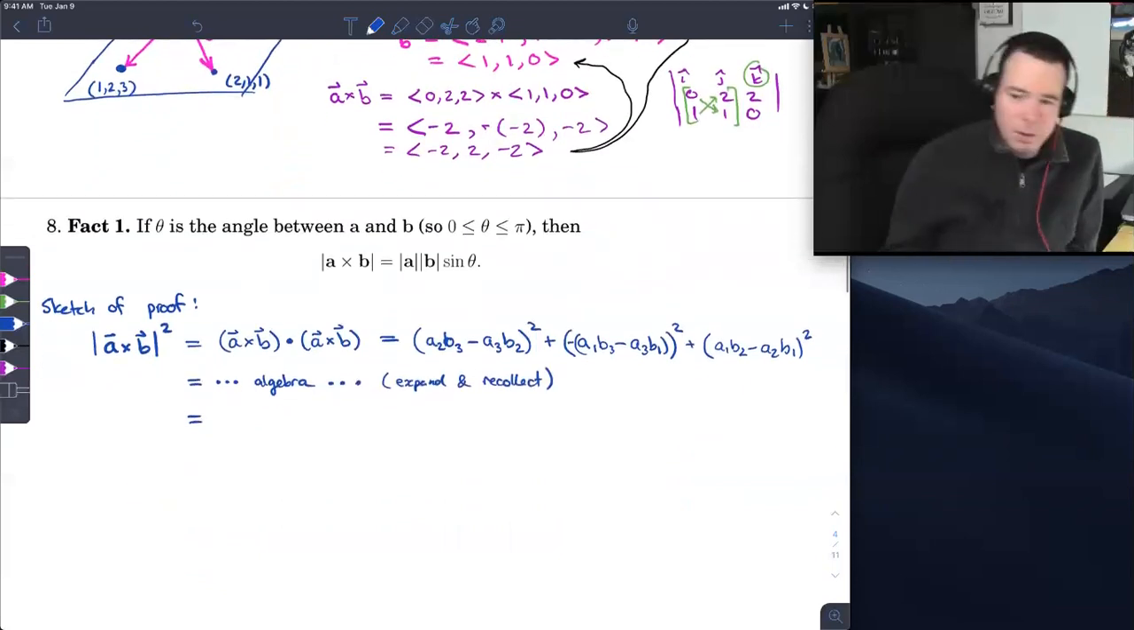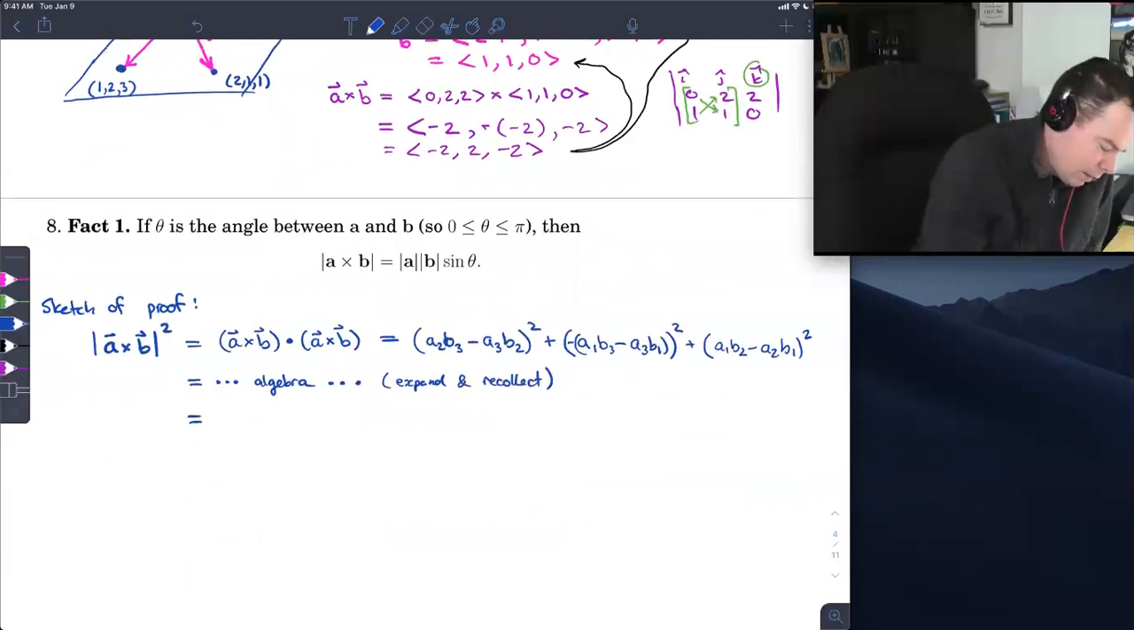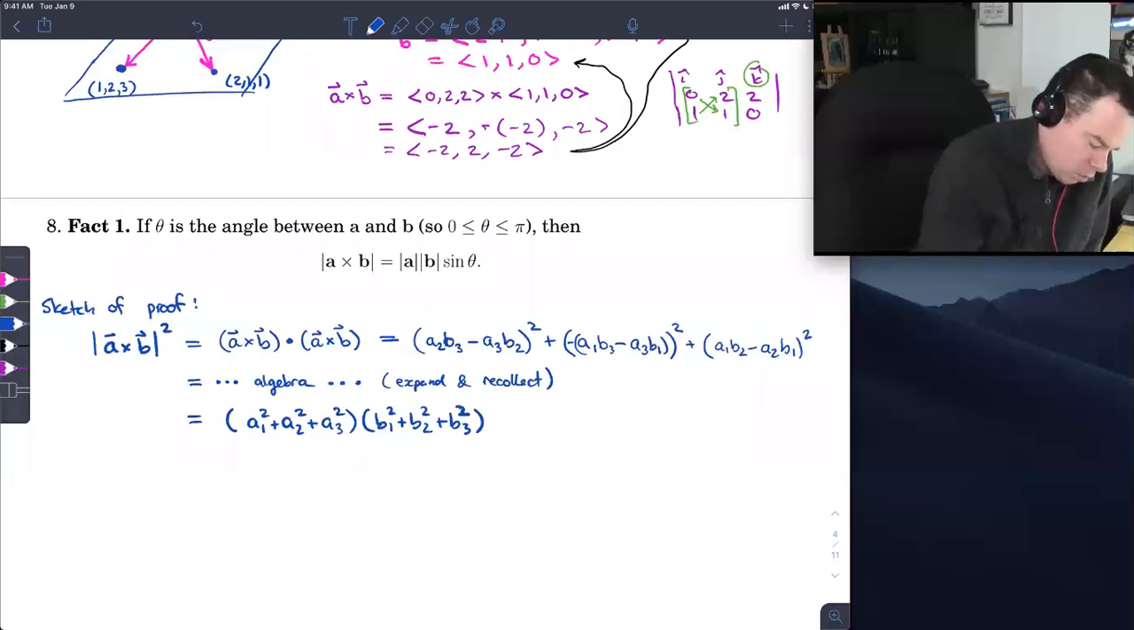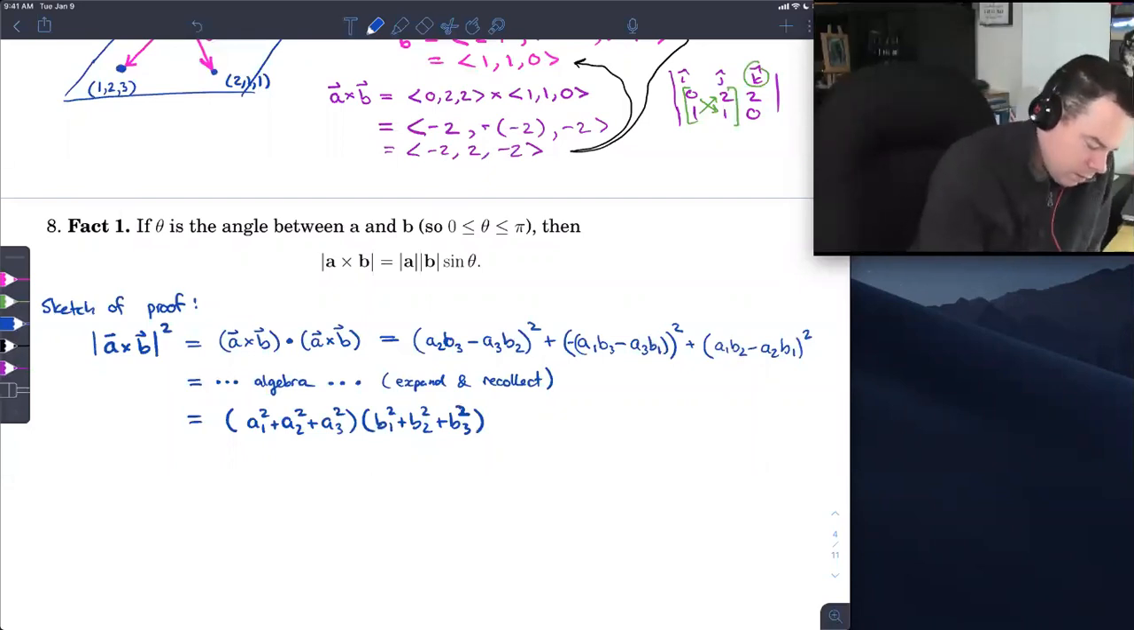If we expand it all out and then recollect it in a sensible way, we can collect the terms so that they are equal to this expression. The textbook has the full details of this algebra. So if you want to try your hand at it yourself and can't seem to get it to work out, you can always have a look at the textbook where the full details are.